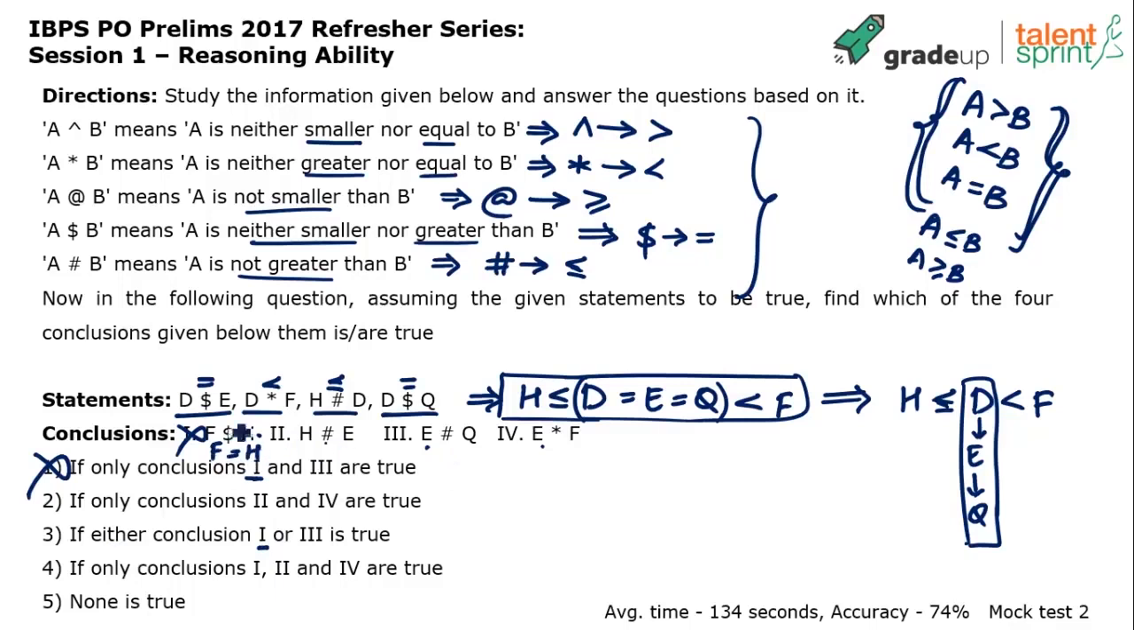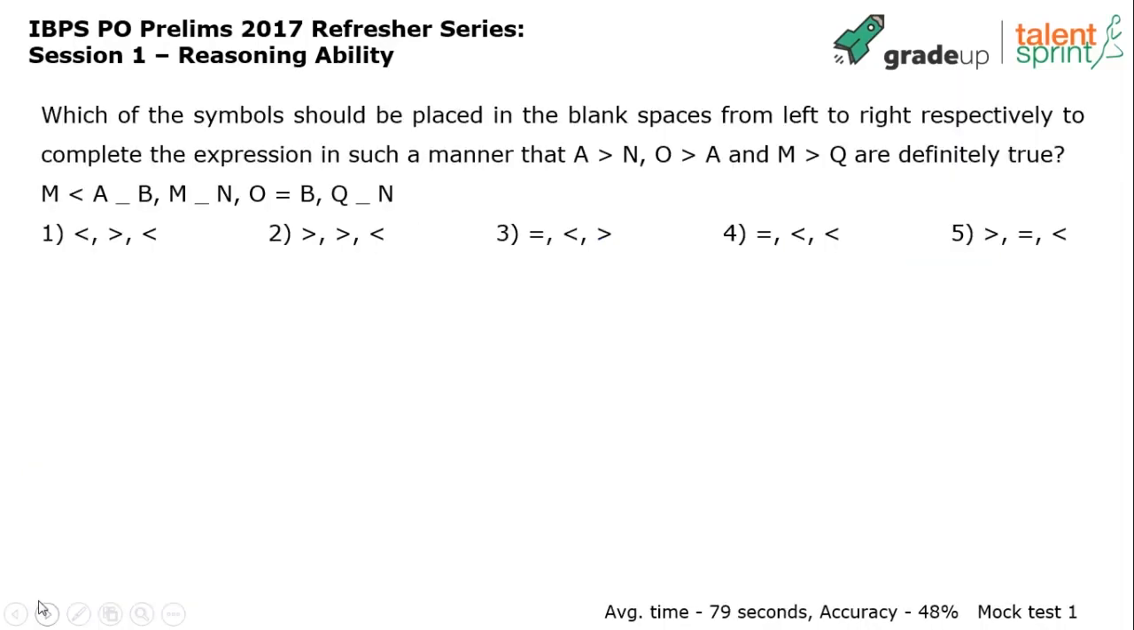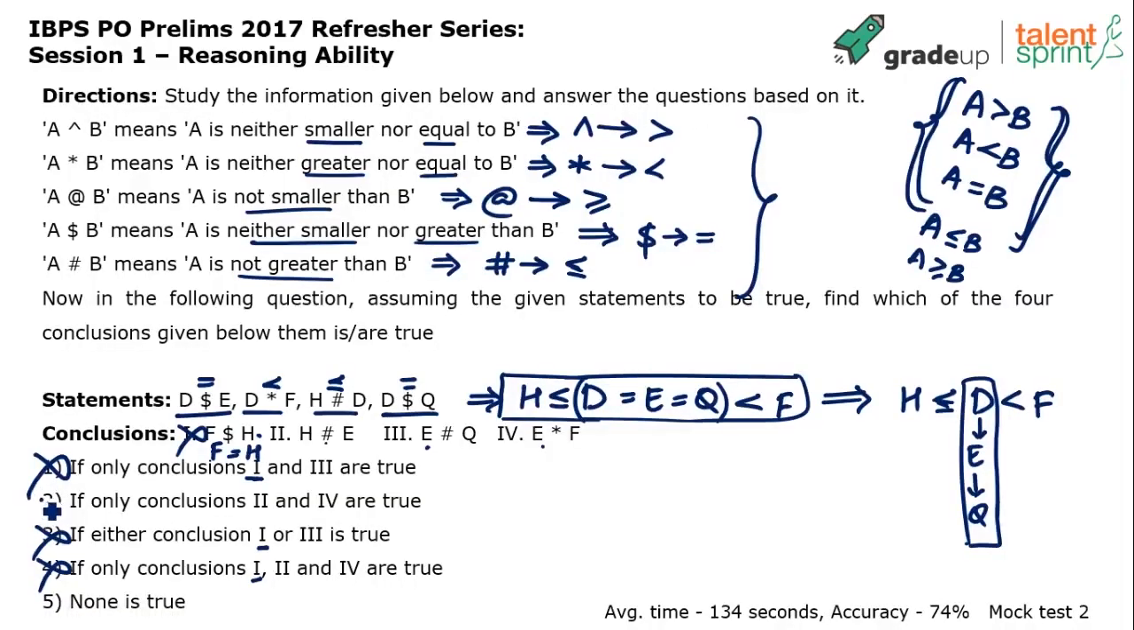How can you compare 1 and 3? 1 has got F and H, 3 has got E and Q. Can you compare? No. You're able to follow. So this is also wrong. Conclusion 1, 2 and 4 are true. Is 1 true? 1 is not true. So 4 is also wrong. Answer should either be option 2 or option 5. So just by looking at conclusion 1, we have been able to eliminate 3 options.